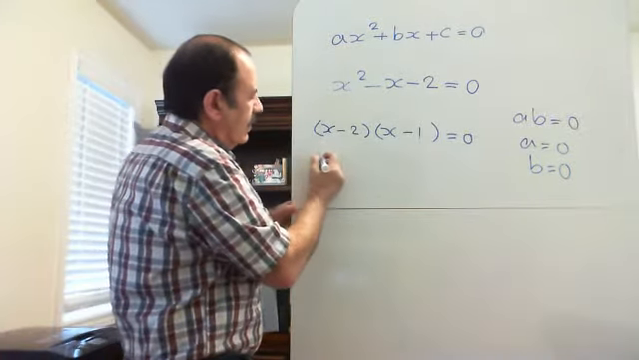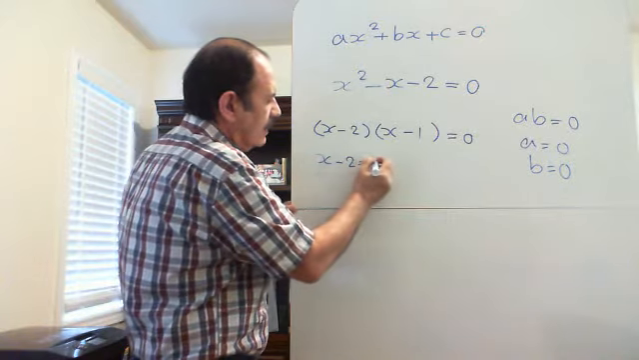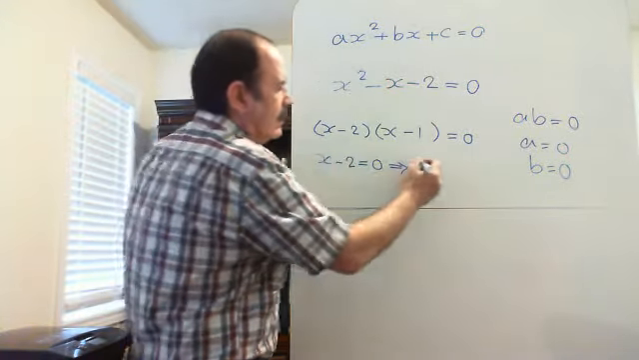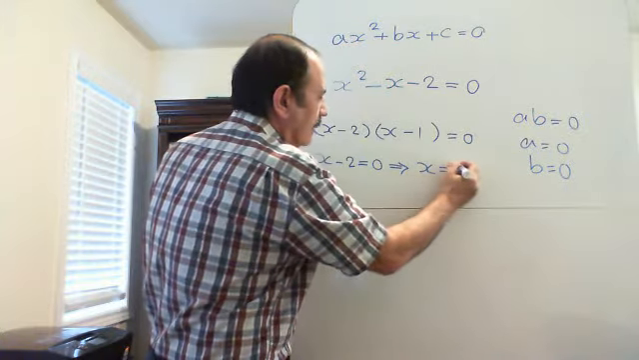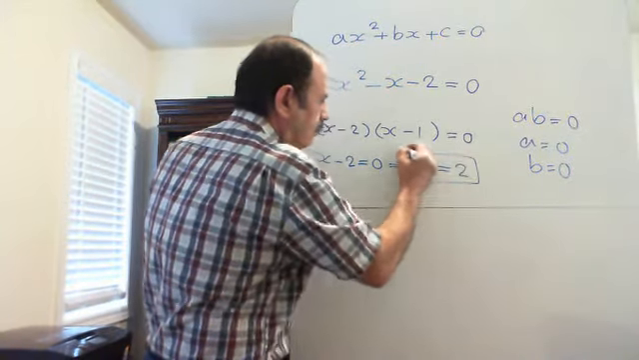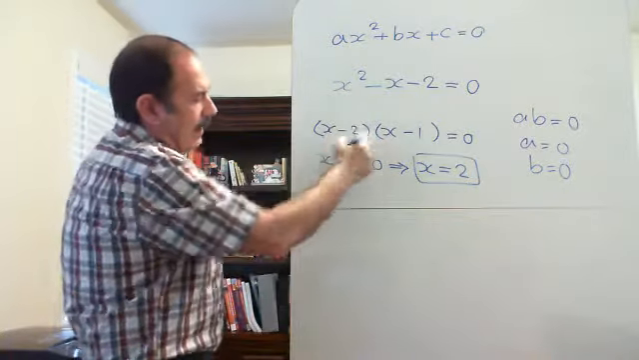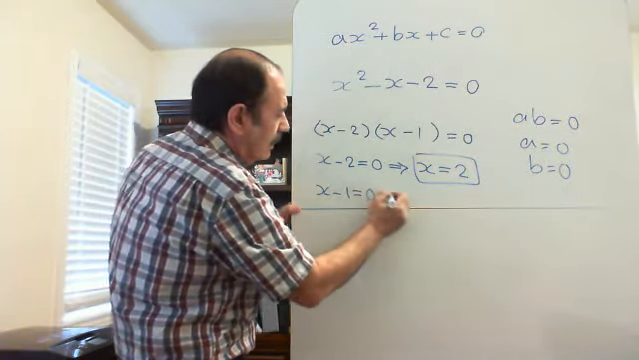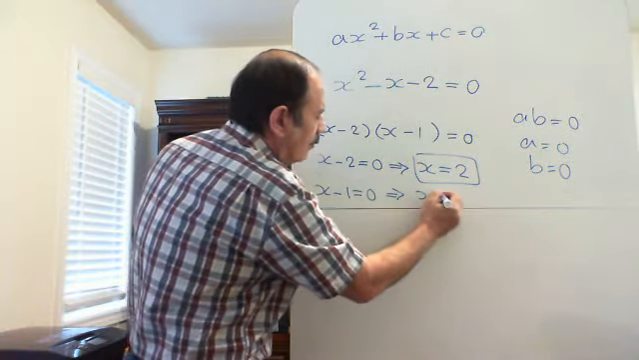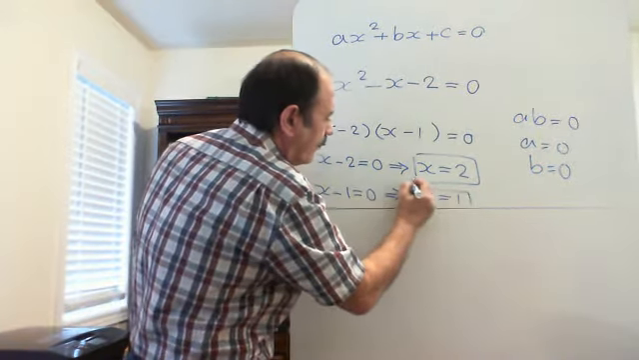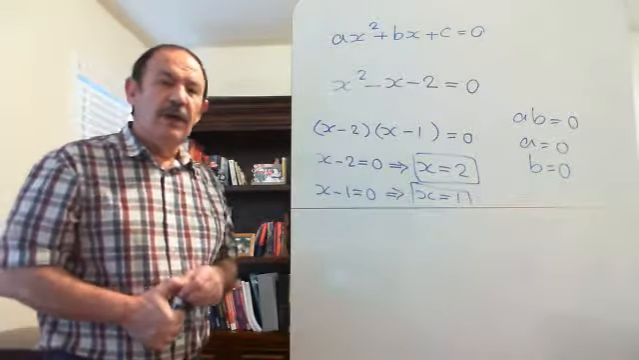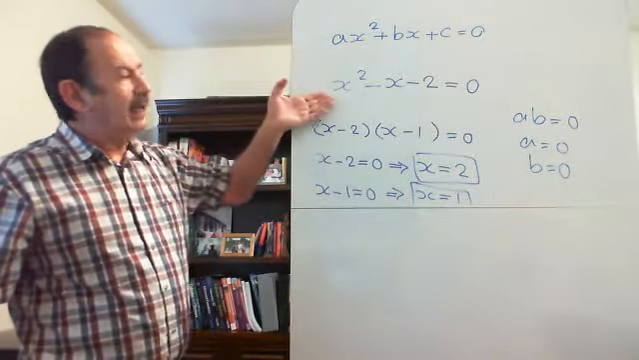So x minus 2 equal to 0. If I move negative 2 to the other side, it's going to be x equal to 2. This is one answer. The other bracket, x minus 1 equal to 0, means x equals 1. This is the other answer. x equal 2 and x equal 1 are the solutions of this equation.